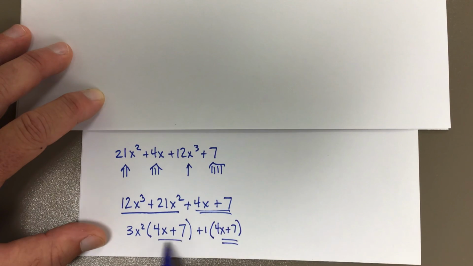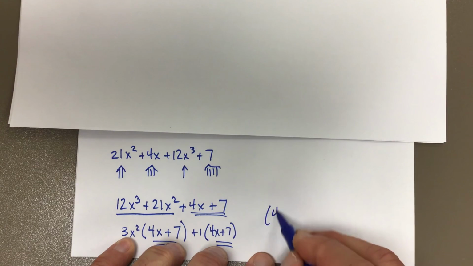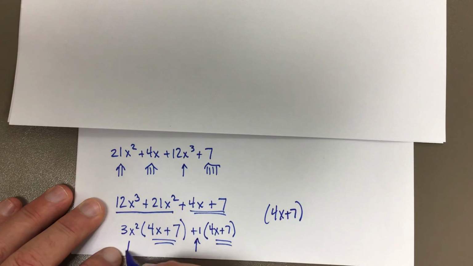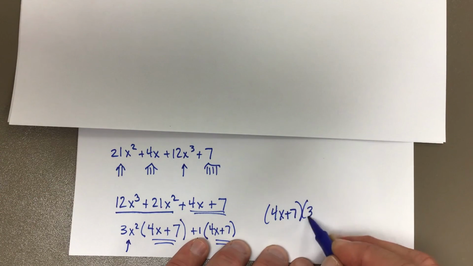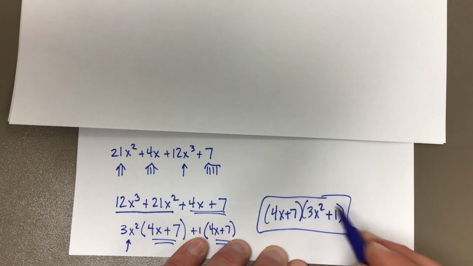Because look, here's this and here's this. So that's what they have in common, the 4x plus 7. What they don't have in common is the 3x squared plus the 1. So then that's your answer.